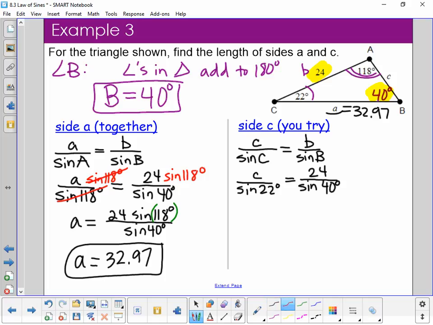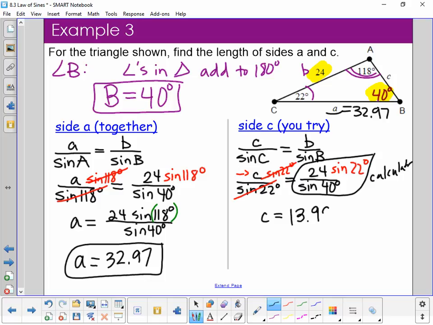So here's my equation. Like last time, I want to get this length of C all by itself, so I'm going to multiply by sine 22. Those ones reduce. If we calculate this value in our calculator, we get 13.99 is the length of side C. And now we're finished. We found the two sides we were looking for.